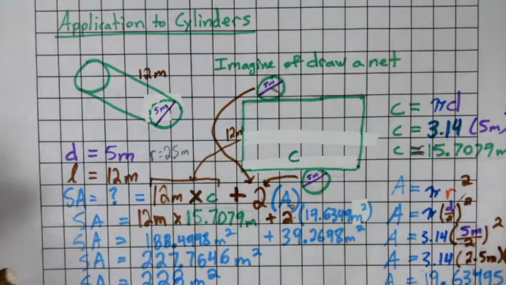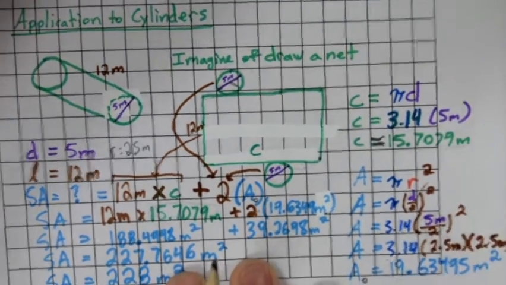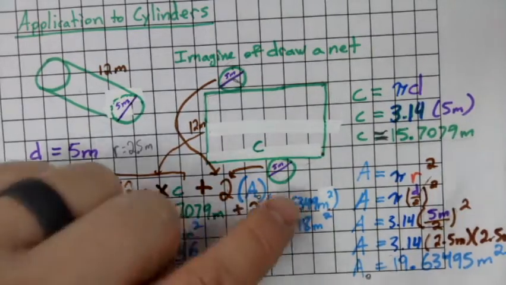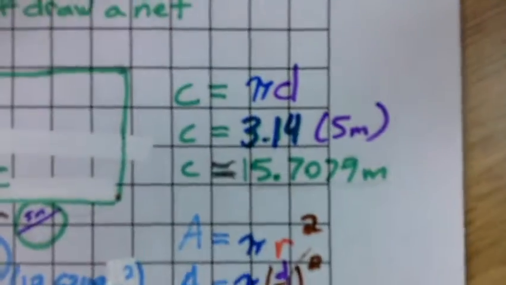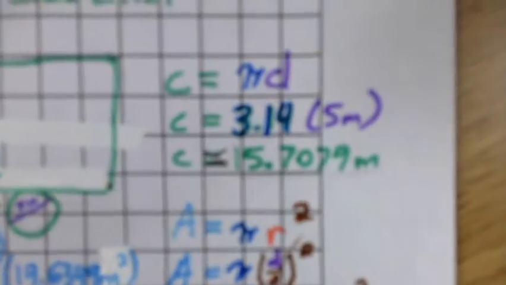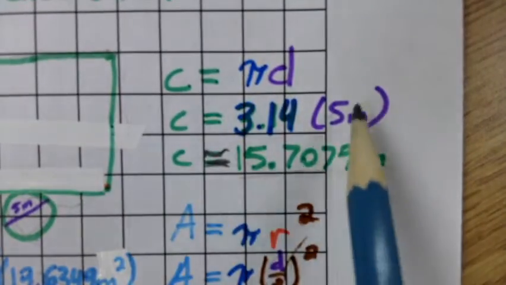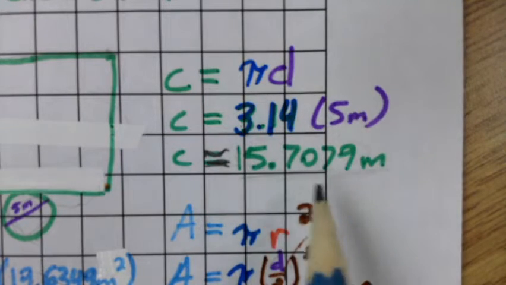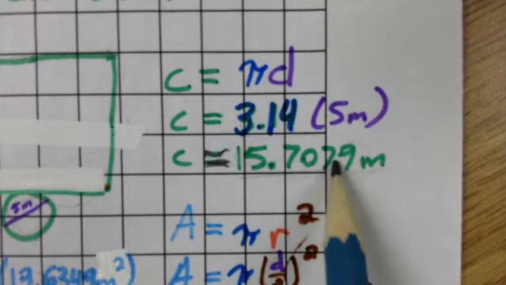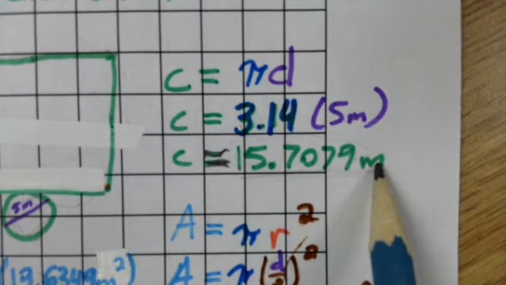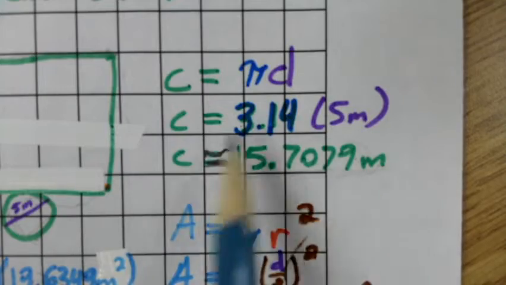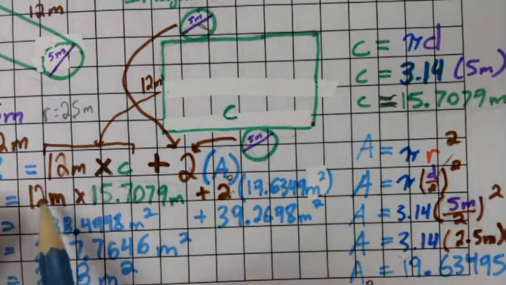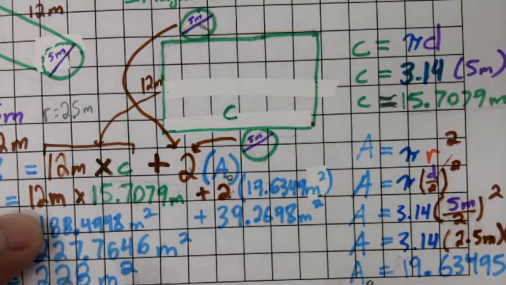So what can we do? Let's calculate the circumference, let's calculate the area, and throw whatever those numbers are in here, which I've already done on the side. To calculate the circumference, it's going to be pi times d, and we know that d is 5 meters in this example. So 3.14 times 5 is 15.7079 meters. So that circumference measurement, I'm going to throw into this formula here and put it here. 12 times 15 will give 188.